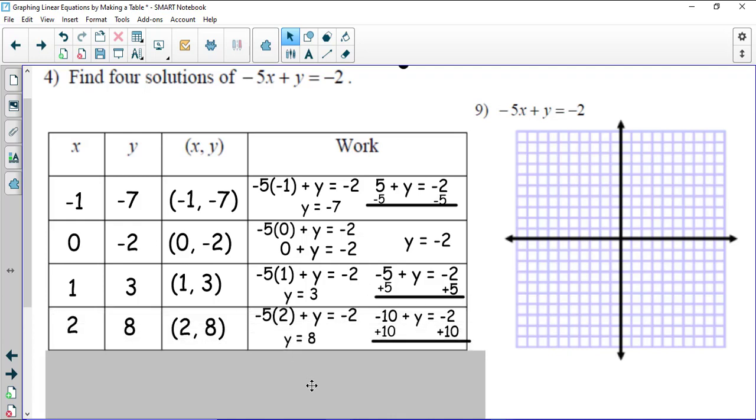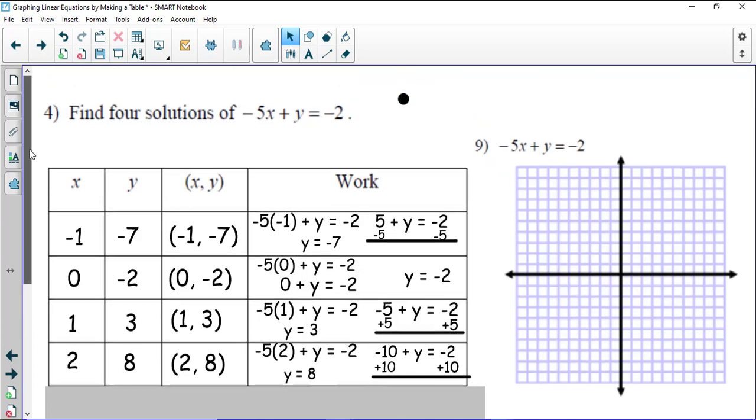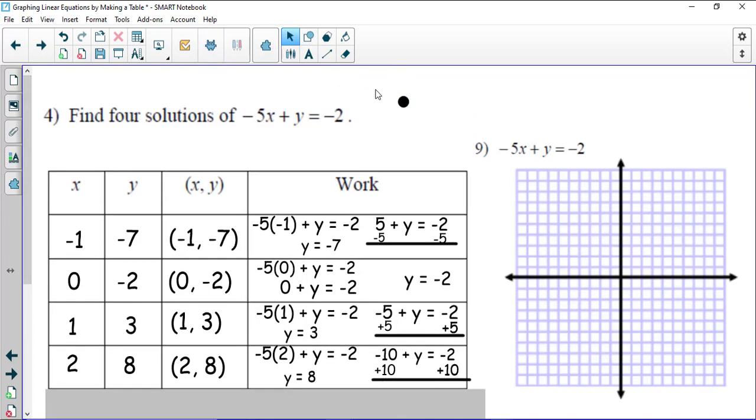And then finally replace x with 2. So we've got -5 times 2 to get us -10. -10 plus y equals -2. We'll add 10 to both sides to get y equals 8. So 2, 8 will be on that line. Let's go ahead and graph these points, make sure they form a line.